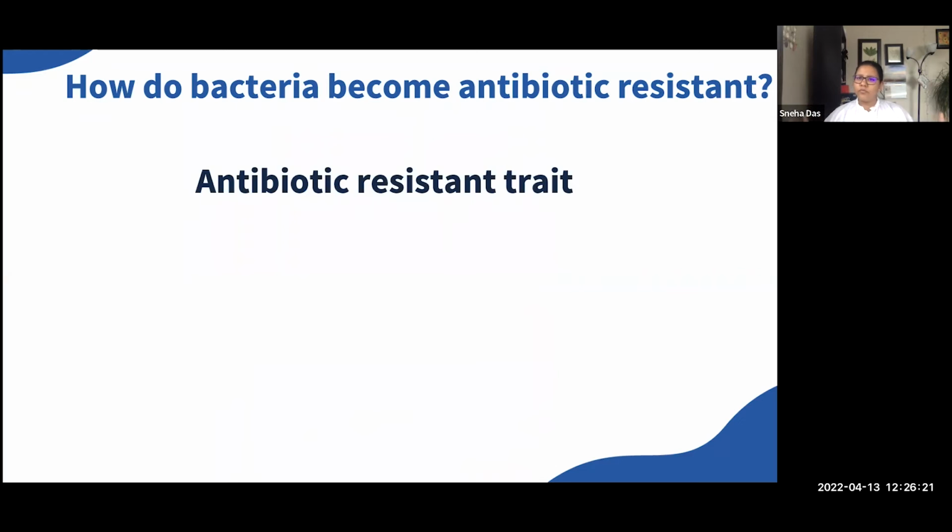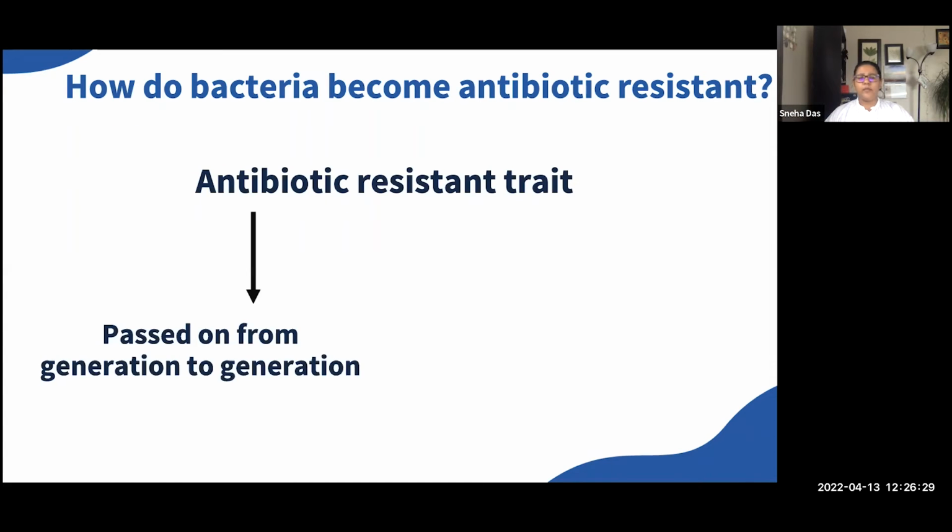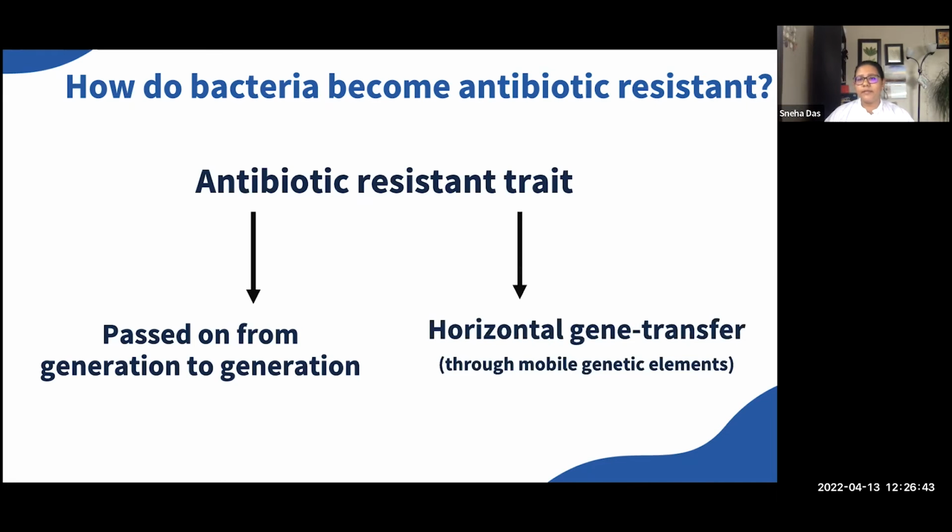So how does this antibiotic resistance trait spread from one bacteria to the other? Well, the most common method is if it's passed on from one generation to the other. That is when a mother cell divides into daughter cells, now the daughter cell has the gene. And a second, more interesting strategy is horizontal gene transfer. That is, you don't even have to be related to get the gene that is antibiotic resistant, and it happens through mobile genetic elements.